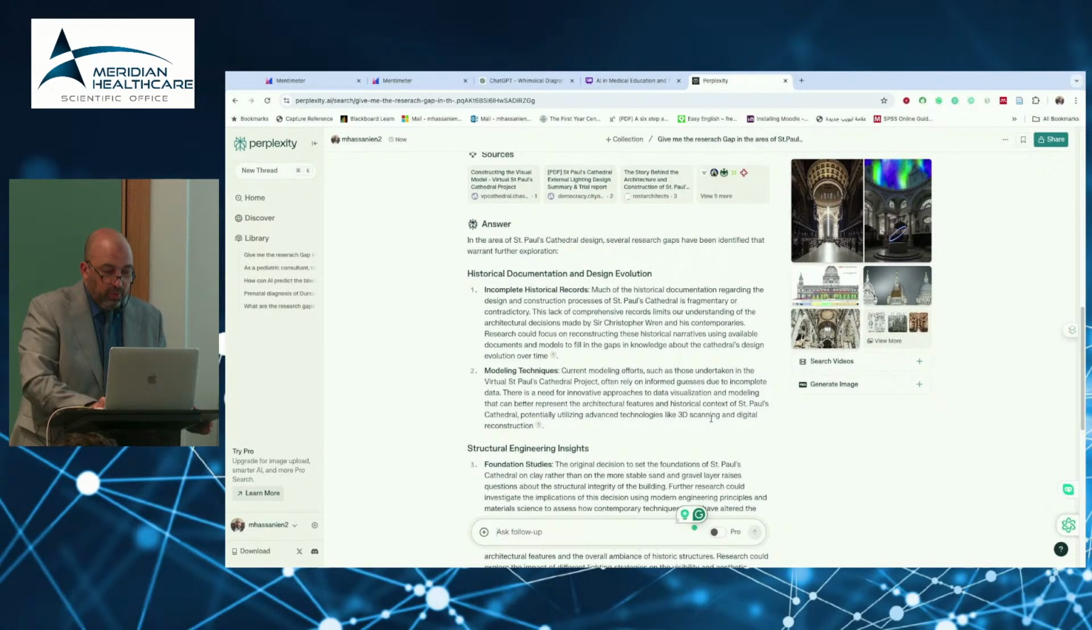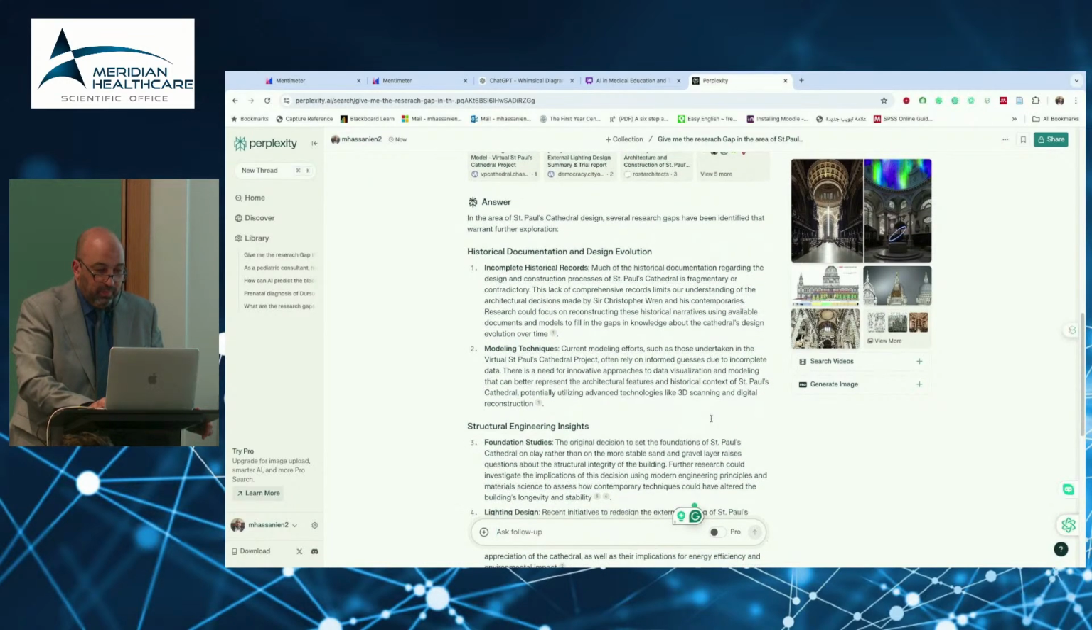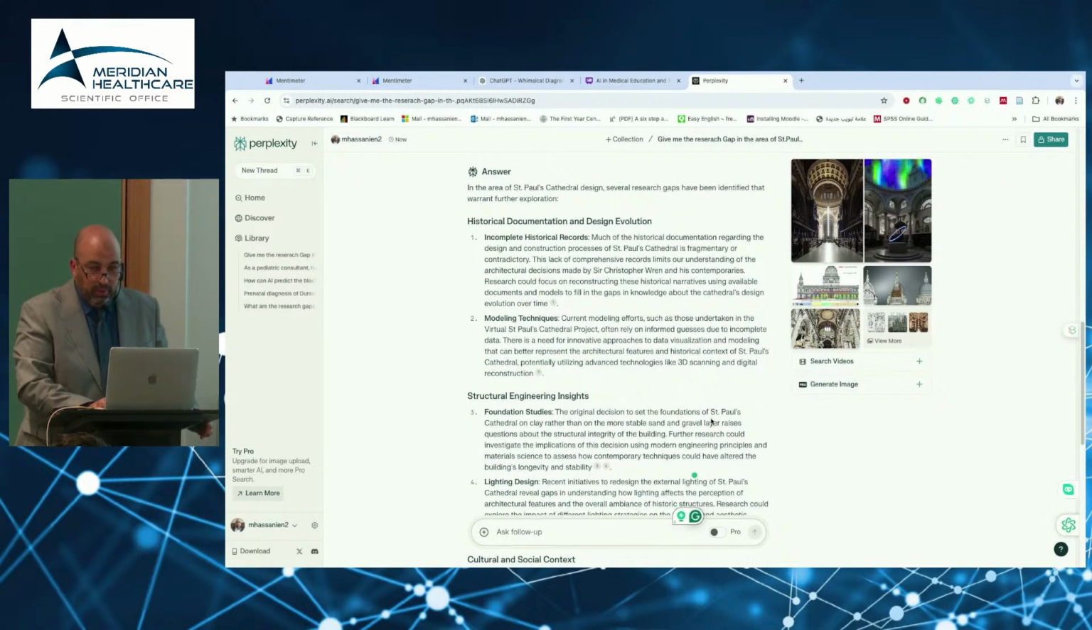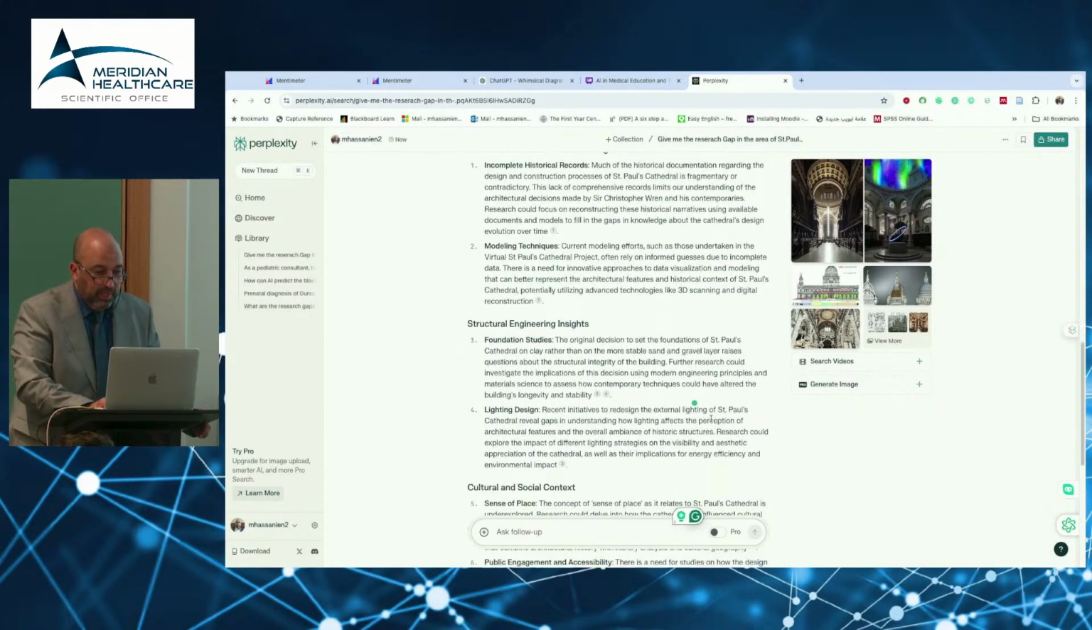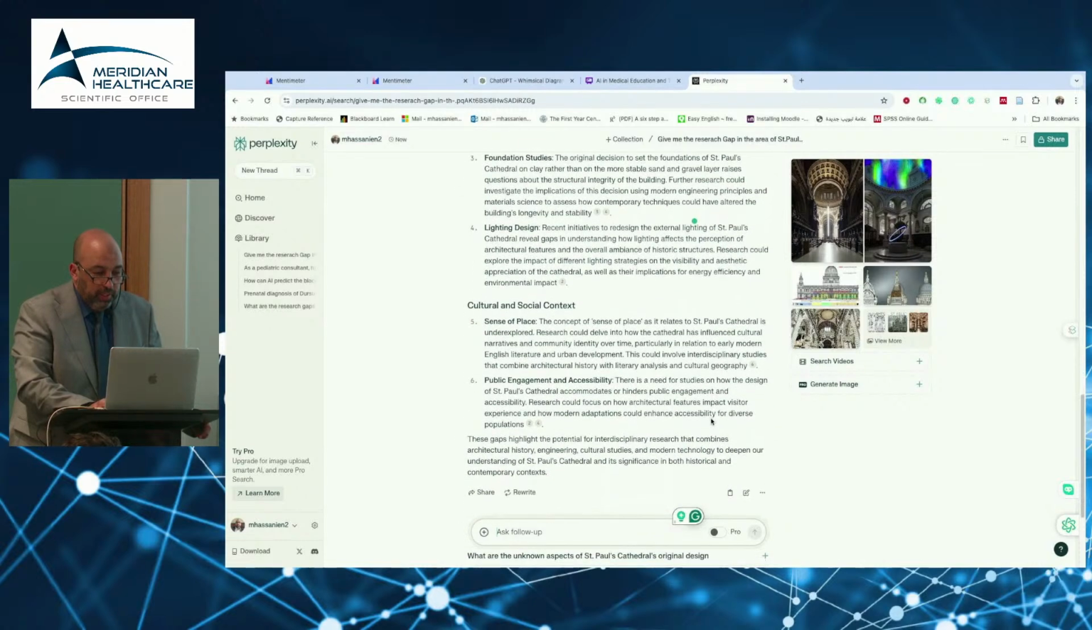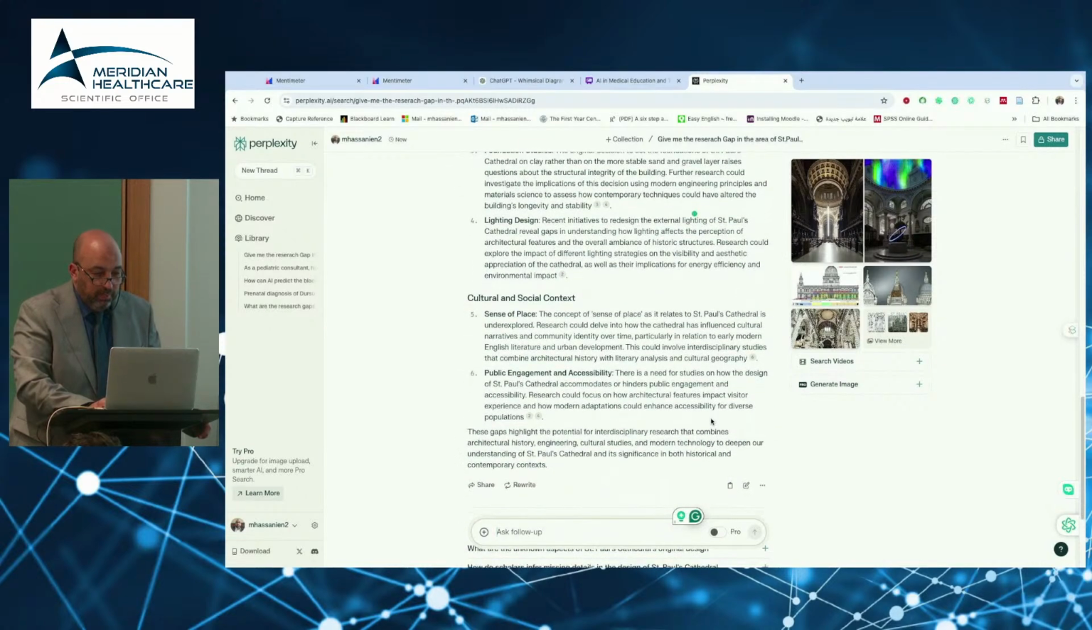And design evolution. But is this the research idea, or do you just need information about it? Well, actually, the way it's being prompted will give you information. Yeah. It's not really much of a research. But what is your opinion about this? Yeah, yeah. Structural engineering insight and social context, sense of place, public engagement and accessibility.